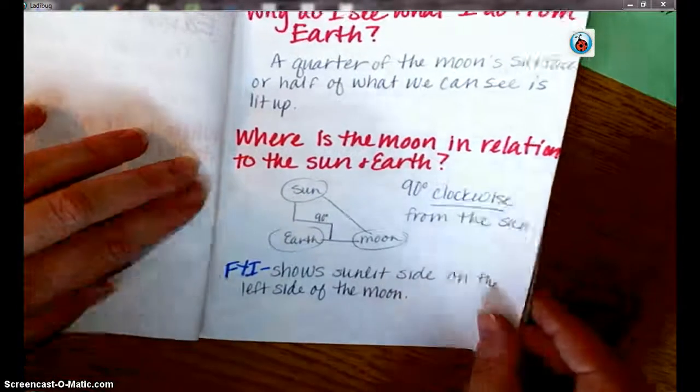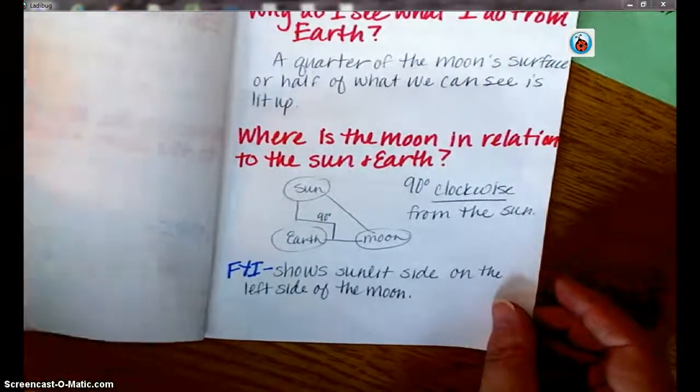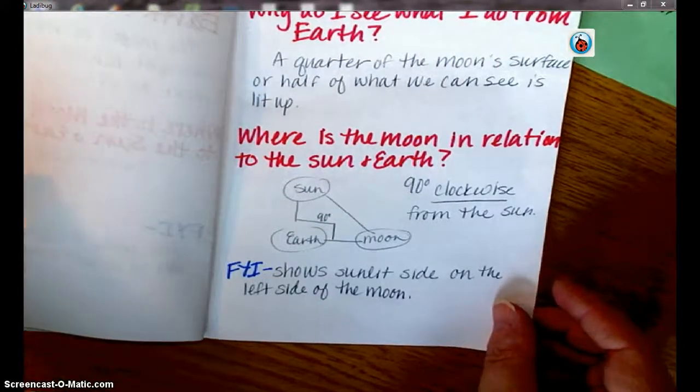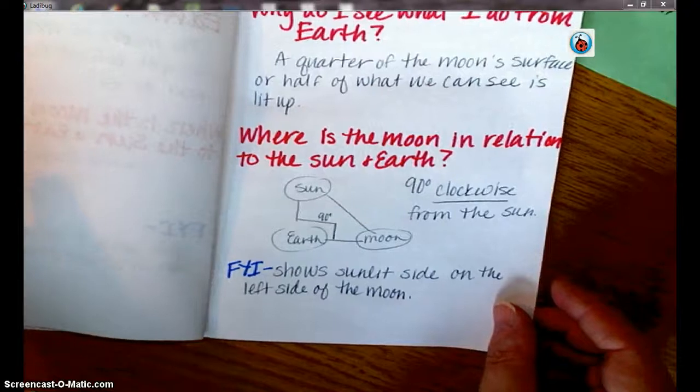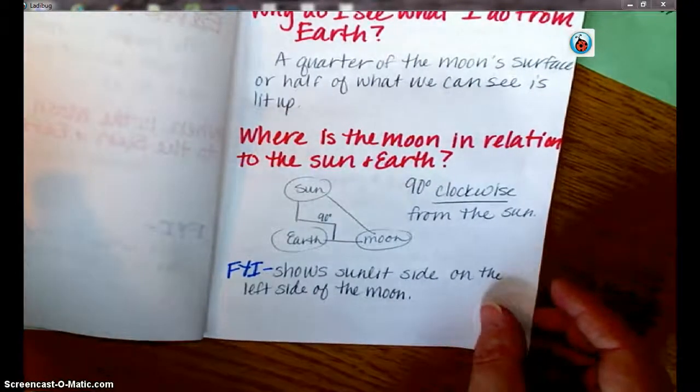FYI, it shows the sunlit side on the left-hand side. So if you look up at the moon and you see half of it lit up, and the half that's lit up is on the left, it's a last quarter or third quarter moon.